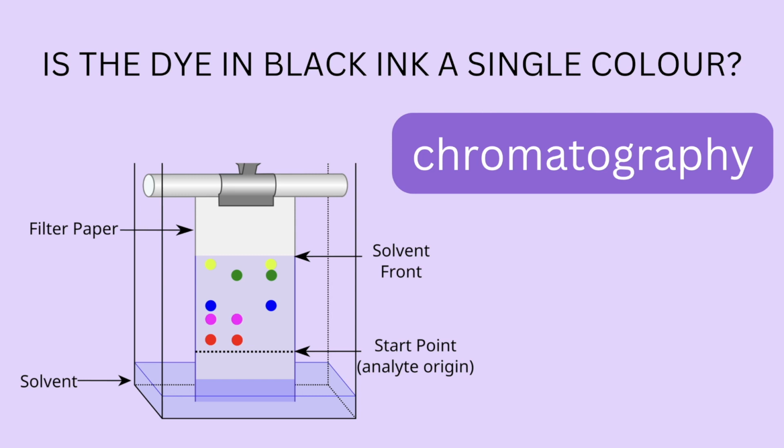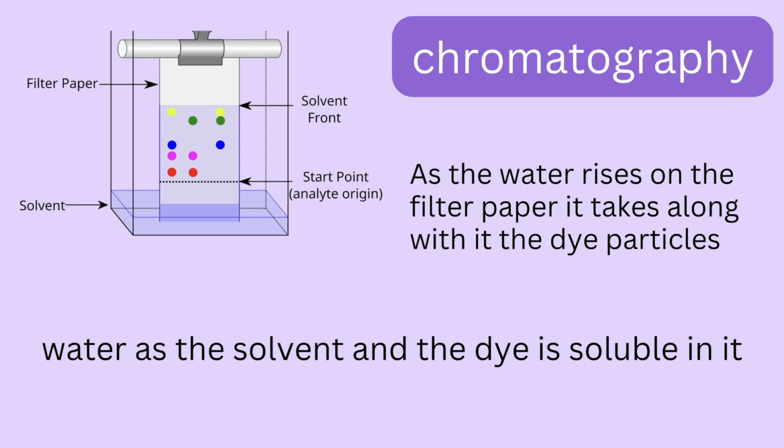Now why is this happening? That is what you are going to see now. As water rises on the filter paper, it takes along with it the dye particles. Now we placed black ink. Black ink has both dye and water in it.